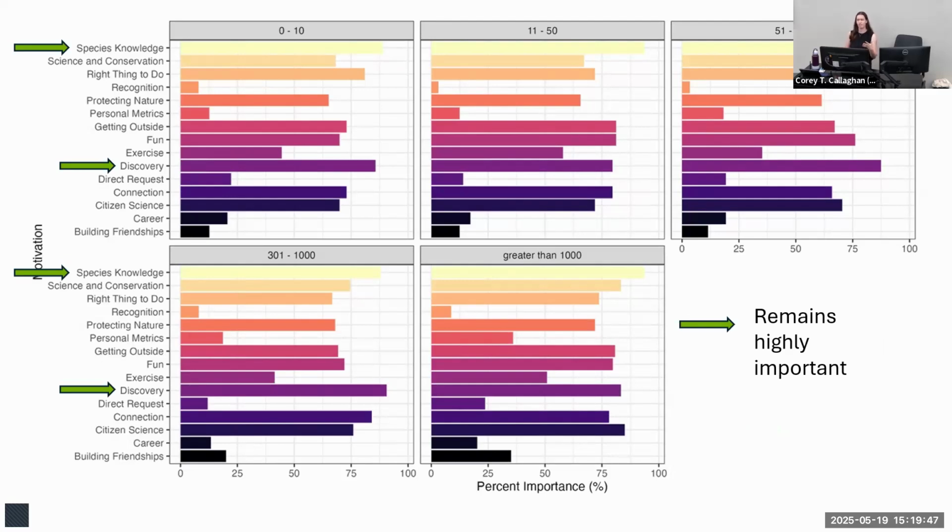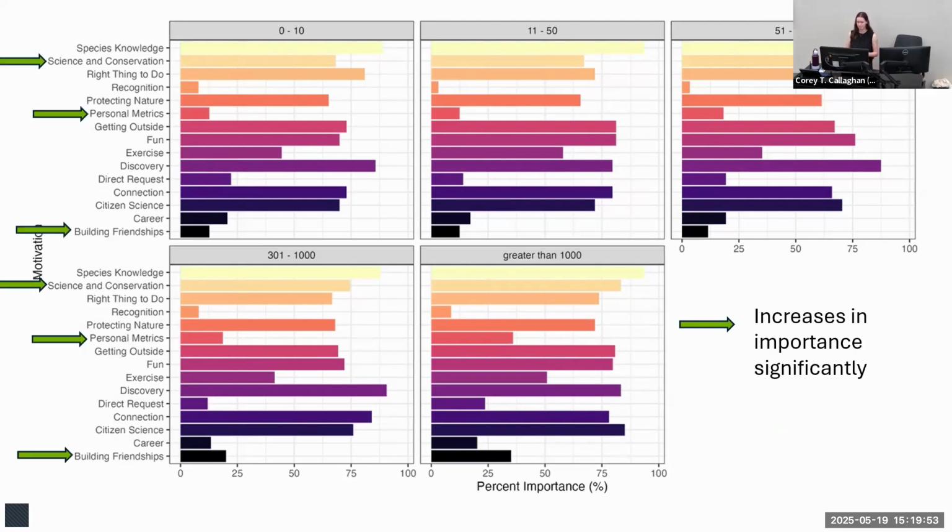Which makes sense considering how important they were when we looked at all of the responses together, but that's just something that's important to know. And then 3 motivations actually grew in importance significantly. Those were science and conservation, personal metrics, and building friendships. Personal metrics and building friendships, although they did grow, are still not highly important for either group, but it's interesting that they grew with that participation intensity.